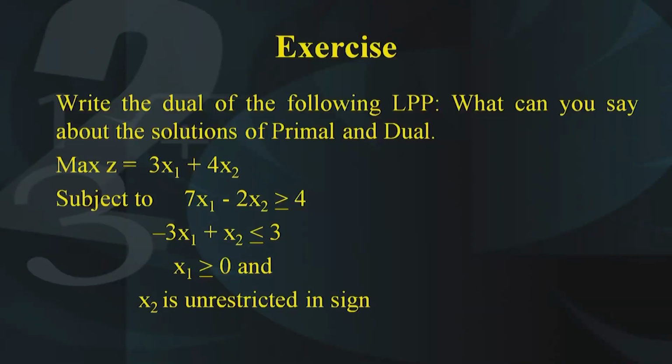So, we come to the end of this lecture, and before we depart, we would like you to do this exercise. Write the dual of the following LPP and what can you say about the solutions of the primal and the dual. So, you need to use the theorems that we have learned and find out a relationship between the solutions of the primal and the dual. So, the objective function is to be maximized. Z is equal to 3x1 plus 4x2 subject to 7x1 minus 2x2 greater than or equal to 4, and similarly minus 3x1 plus x2 less than or equal to 3, x1 is greater than or equal to 0 and x2 is unrestricted in sign.